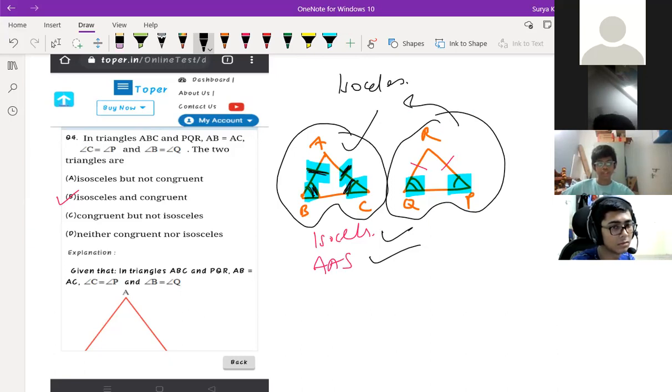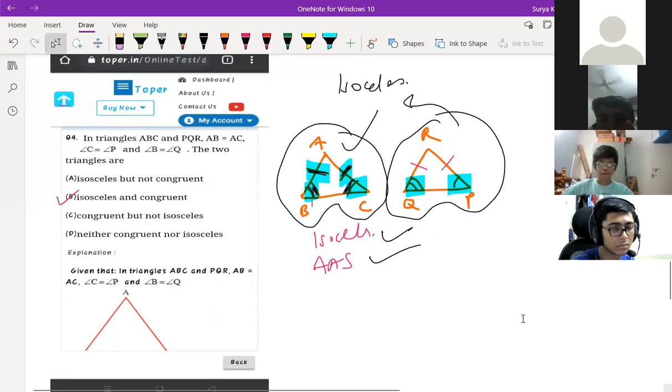Sir, but in the question they give triangles ABC and PQR. What is there in that? PQR is a triangle only. Whether you count from this side or this side, what is there in that? Sir, we wrote right, because B and C are equal, so BQ are equal and CP are equal. So Q and P are equal and QR and RP are also equal. So both are isosceles as well as both are congruent also.